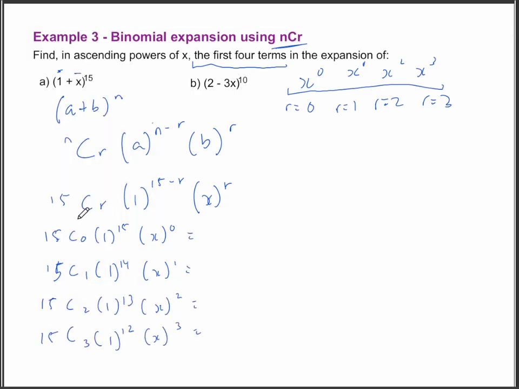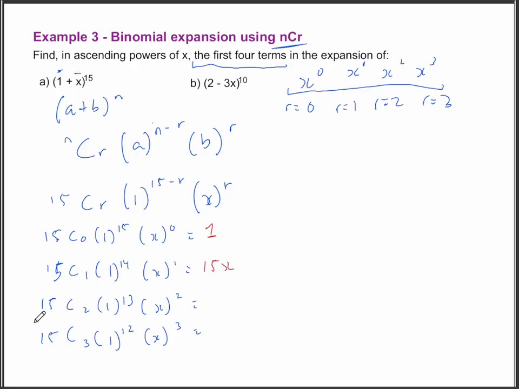And then we can find the value from this. So we have 15C0, which is just 1 times x power 0, which is also 1. So this gives us 1. 15C1 times 1 power 14 times x. 15C1 is just 15 times 1 times x, which is just 15x.